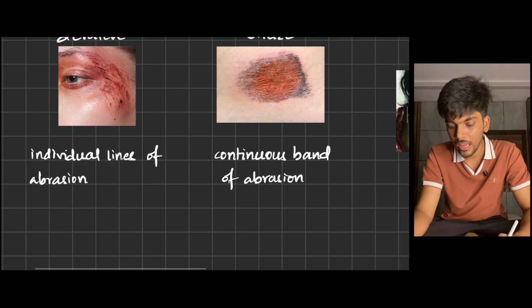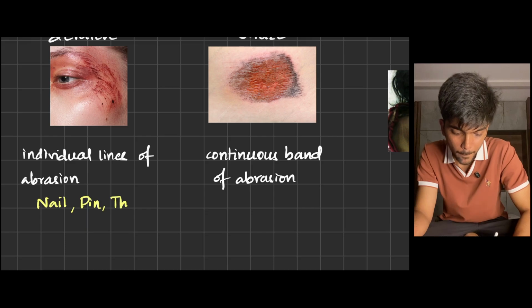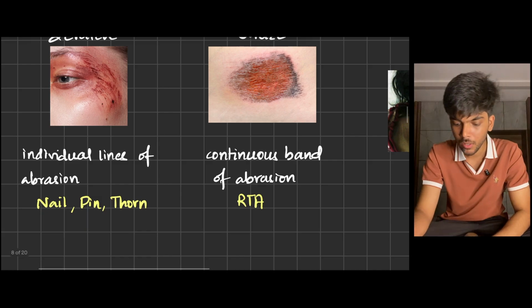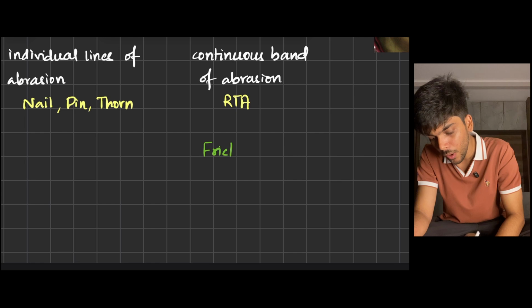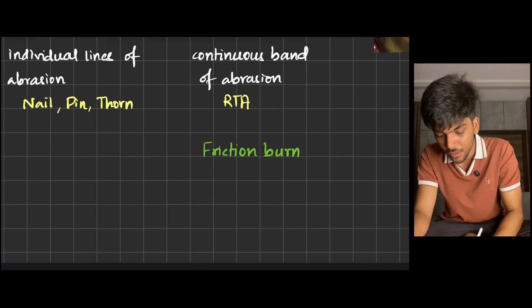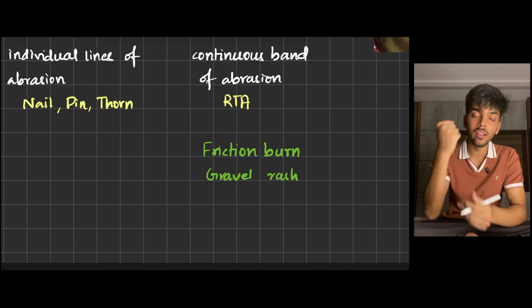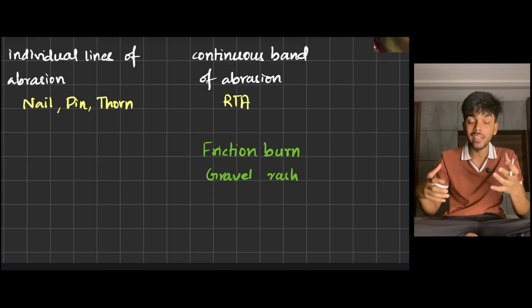Scratch abrasion can be a result of a nail, pin or thorn, and graze abrasion is most commonly seen in road traffic accidents. Graze abrasion is also known as friction burn. Why? Because graze abrasion is a result of friction between the epidermis and a rough surface. It is also known as gravel rash because the friction is between the epidermis and the rough surface, which is most probably gravel.